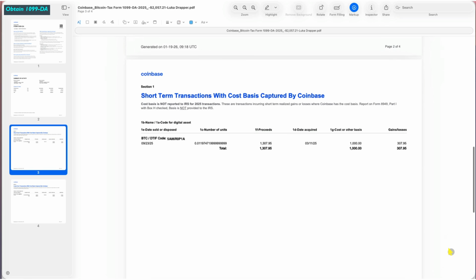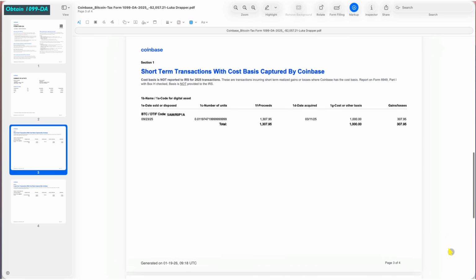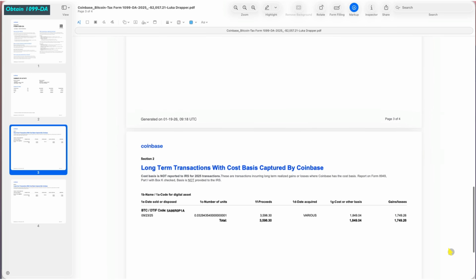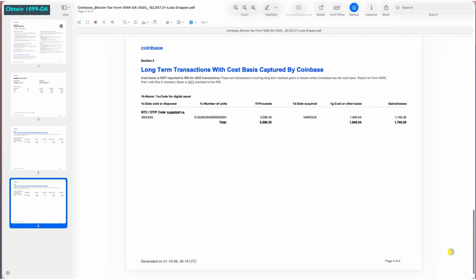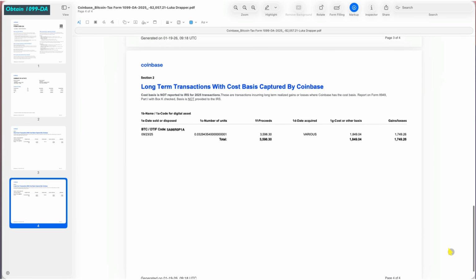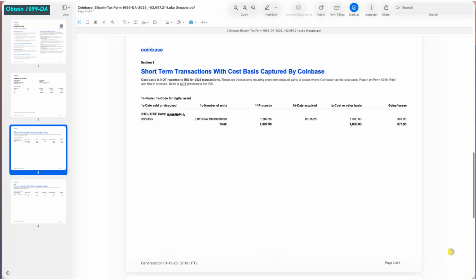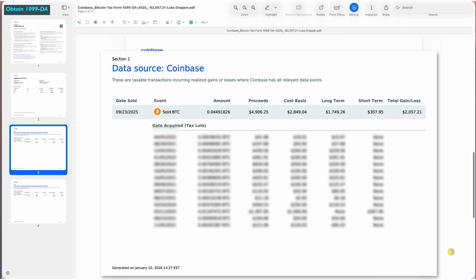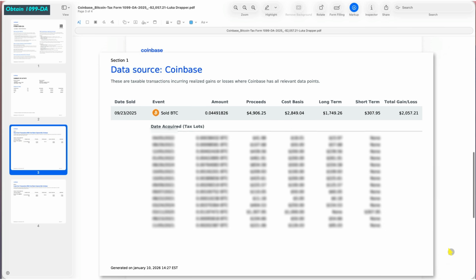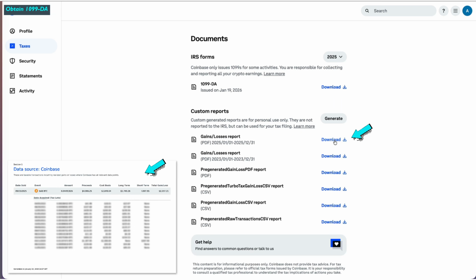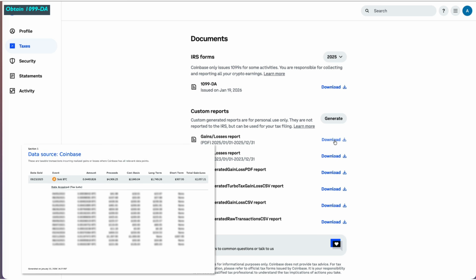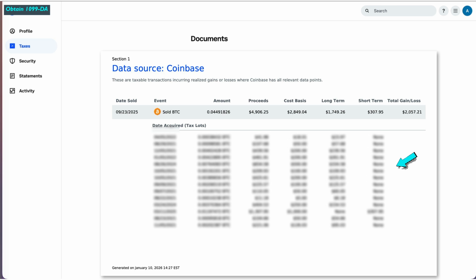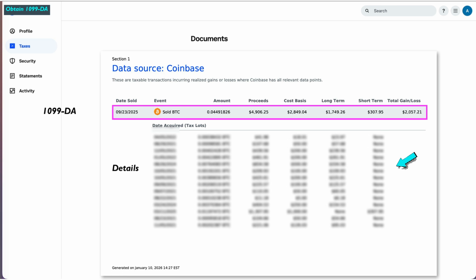Long-term transactions are those where you held the crypto for more than 1 year before selling or exchanging it. The 1099 DA shows totals for each category of transactions. It does not list every trade in detail. For the detailed information, you should download the Gains and Losses report, which provides the breakdown that supports the totals shown on the 1099 DA.